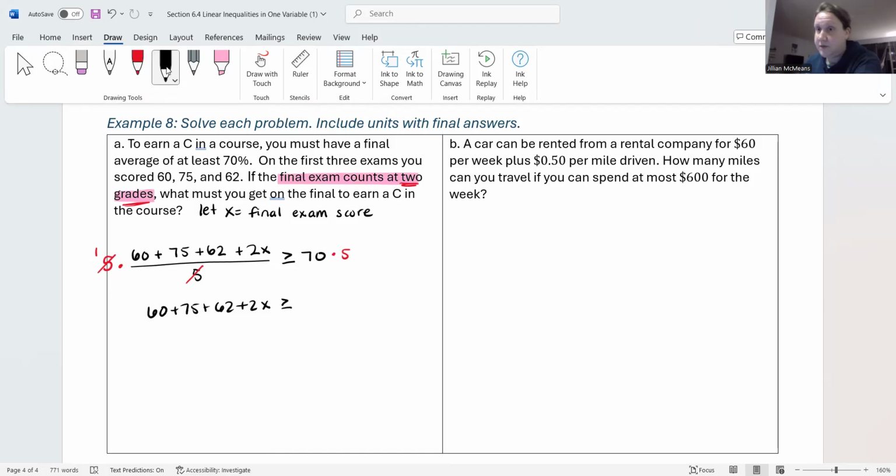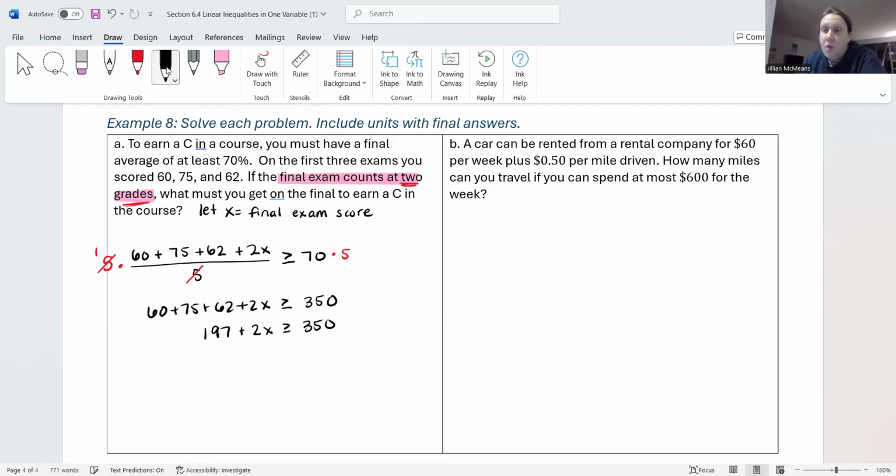So 70 times 5, you can just multiply the 7 and the 5 and then tack on a 0. So we would get that this all has to have a sum of greater than or equal to 350. Okay? So what I want to do now is just combine like terms on the left. And on the left, I have 3 constants. I want at most 1 constant. So let's see. If you don't have a calculator, get one out. We would take 60 plus 75 plus 62. So I have 197 plus my 2x, and that has to be greater than or equal to 350.